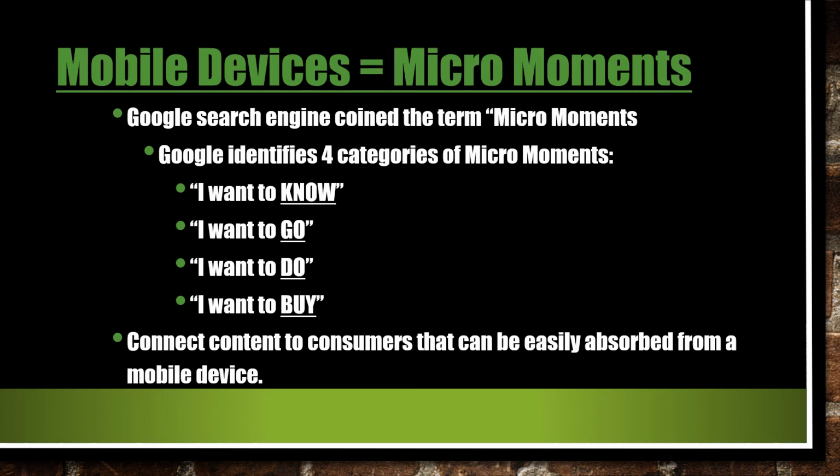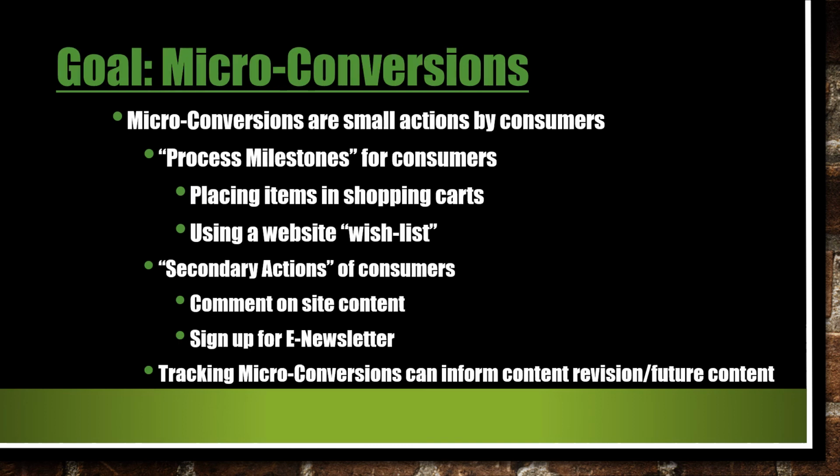Mobile devices equal micro moments. Google search engine coined the term micro moments. Google identifies 4 categories of micro moments: I want to know, I want to go, I want to do, I want to buy. So they want to know about you, and then they want to buy it. Connect the content to consumers that can be easily absorbed from a mobile device. Well, guys, all of our social media platforms are pretty much set up to be on a mobile device. IGTV, YouTube, Instagram, Facebook, all of them have the mobile apps that you want to be posting to.